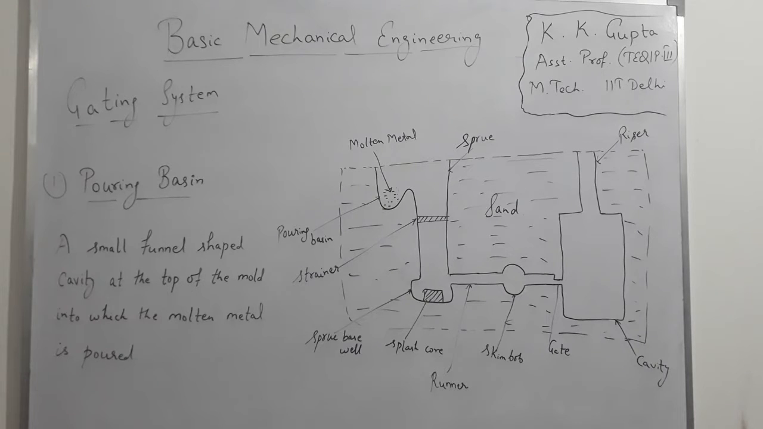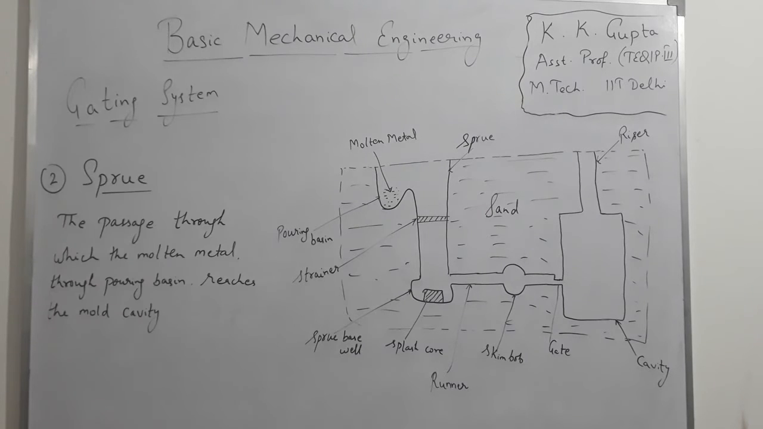First one is pouring basin, a small funnel-shaped cavity at the top of the mold into which the molten metal is poured is called pouring basin. Second is sprue. It is the passage through which the molten metal through the pouring basin reaches the mold cavity.